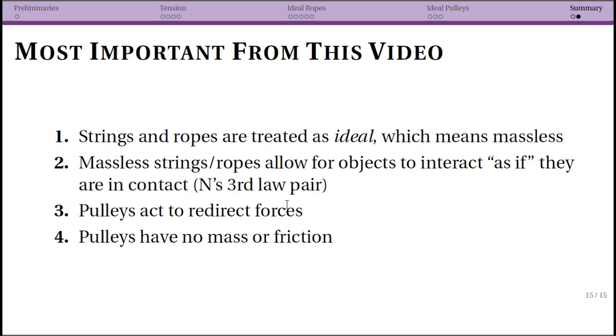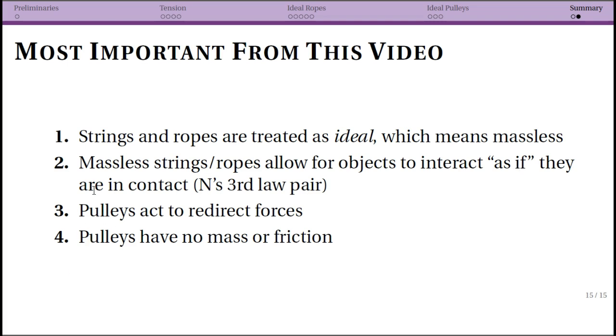So my summary, rather than the book summary, is that we are always going to be treating strings and ropes as ideal, which means they are massless. And that means that the tension is going to be constant throughout. That also means that we are going to be able to have two objects connected by a rope or string interact as if they're in contact. And I keep saying this because the book literally writes it on free body diagrams, as should you.